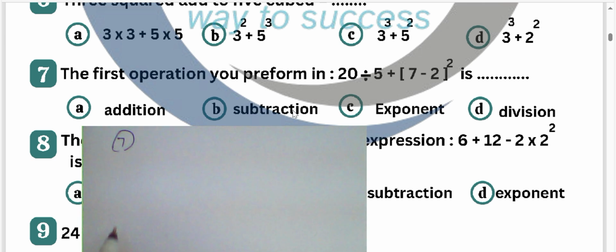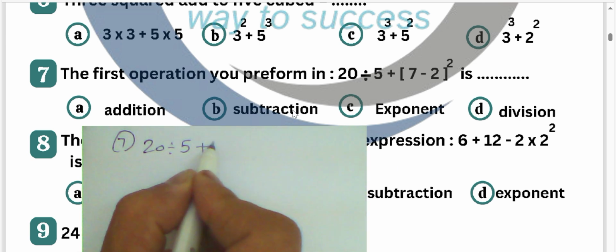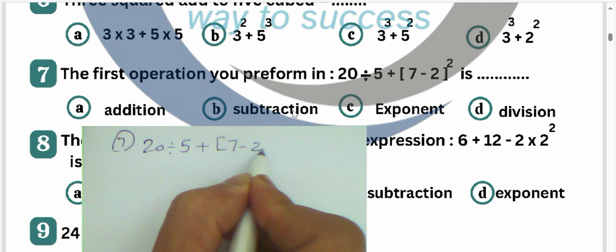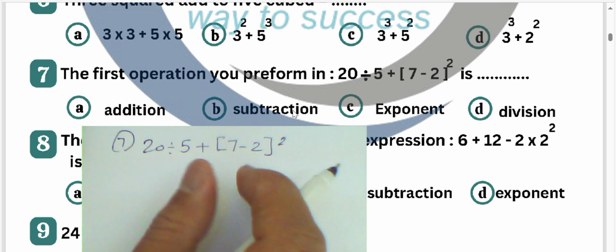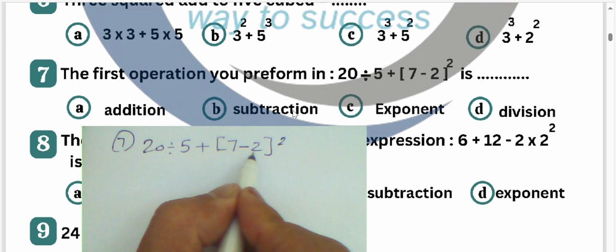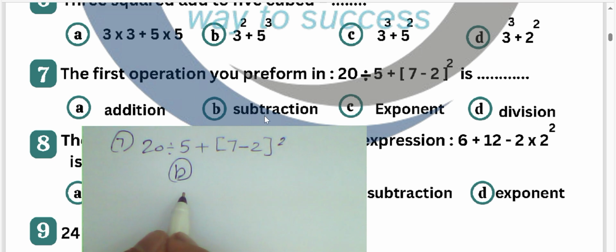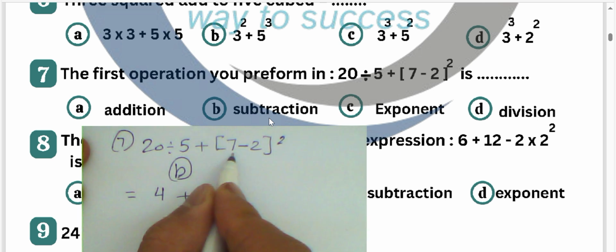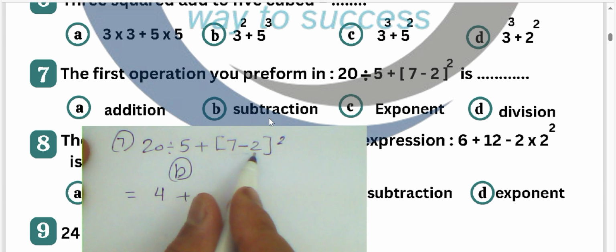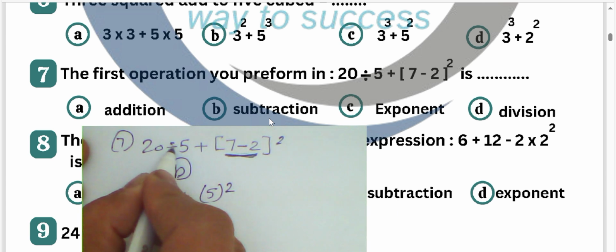Next question number 7. What is the first operation you perform in 20 divided by 5 plus 7 subtract 2, all power 2? Parentheses first. We find the result in parentheses: subtraction. The first operation here is subtraction, letter B. If you want to find the result, 20 divided by 5 is 4, 7 minus 2 is 5, then 5 power 2.